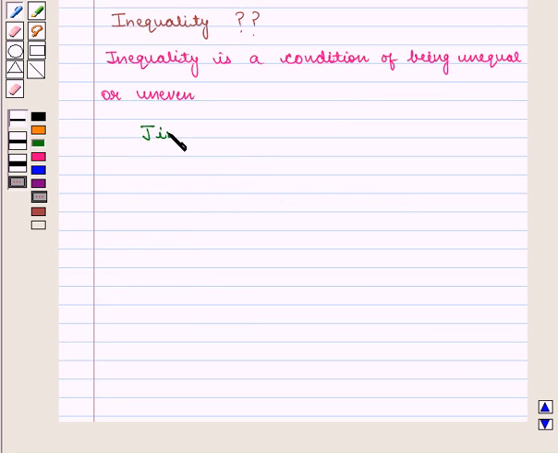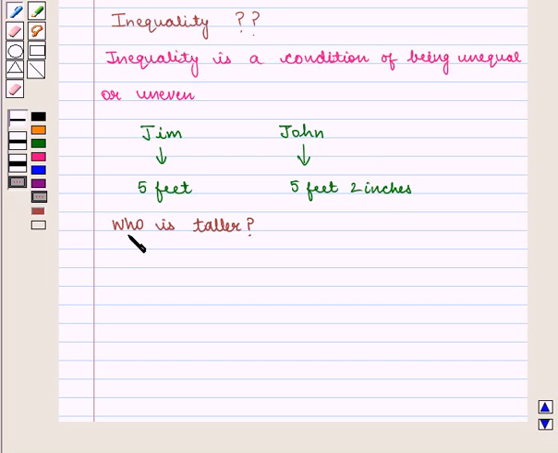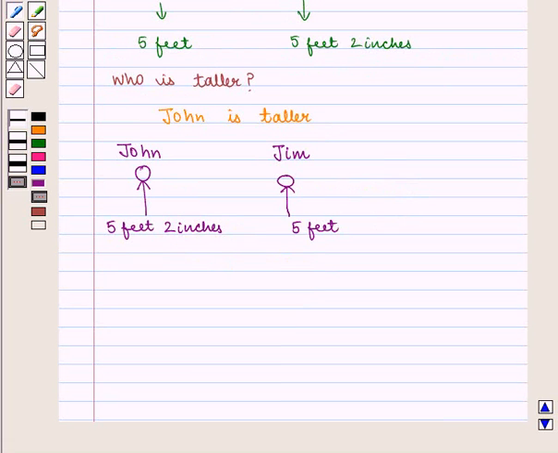Now we see Jim and John are two friends. Jim is 5 feet tall and John is 5 feet and 2 inches tall. Now, if we need to check who is taller, obviously the answer will be John is taller. How could you make out that John is taller? Here, height of John is 5 feet and 2 inches and height of Jim is 5 feet. So, height of John, that is 5 feet 2 inches, is greater than height of Jim, that is 5 feet.